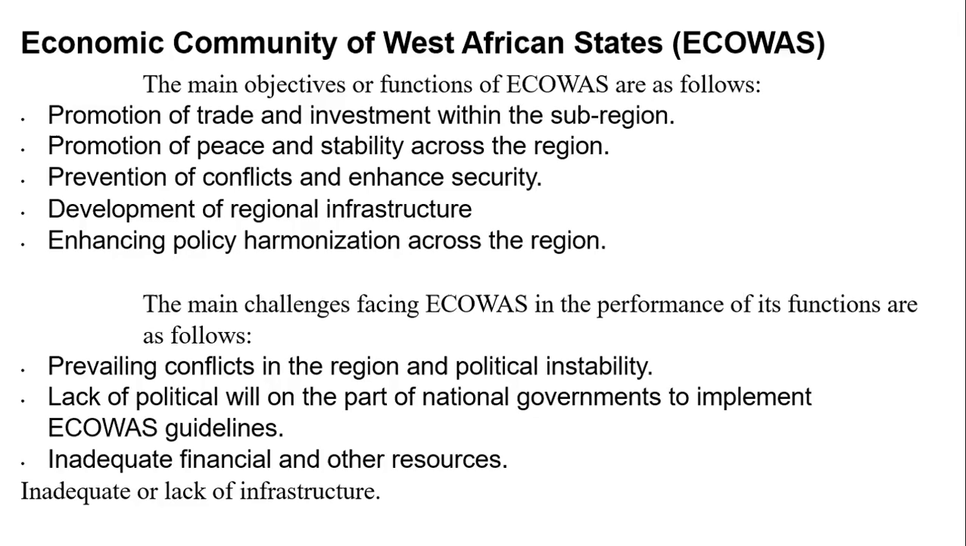For instance, if there is political instability, there is no peace in the country, some countries do not even adhere to the precepts of ECOWAS, which is a challenge for ECOWAS. And the second is lack of political will on the part of national governments to implement ECOWAS guidelines. So national governments sometimes do not have their own political will because they are affiliated to their colonial masters. Ghana, for instance, is affiliated to Britain. We are a member of the Commonwealth, and sometimes we receive dictates from them.